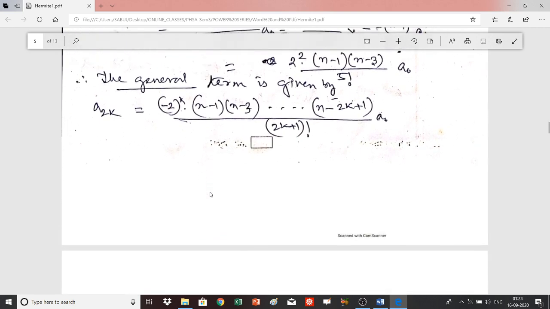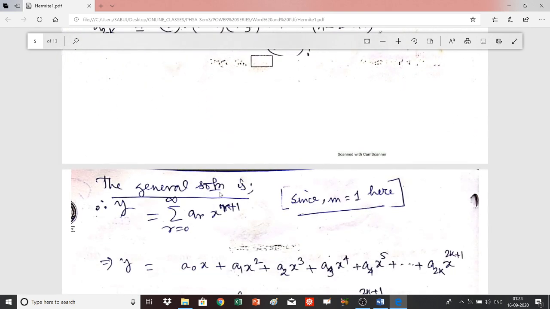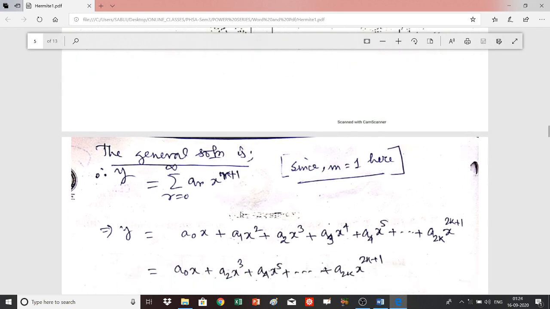So here, the general solution for m equal to 1 in this case is y equal to the sum over r from 0 of ar x to the power r plus 1. That will give you, for r equal to 0, a0 x, then r equal to 1, a1 x squared. In this way, a2 x cubed, a3 x^4, a4 x^5, and in this case the last term will be a2k x to the power 2k plus 1.